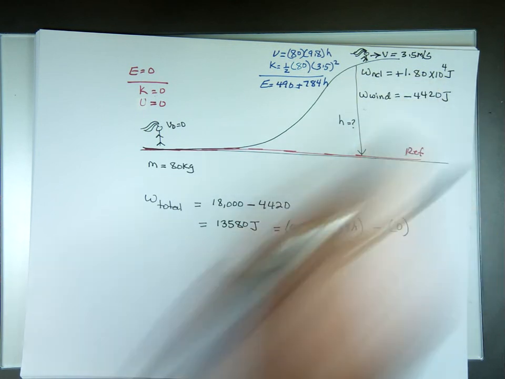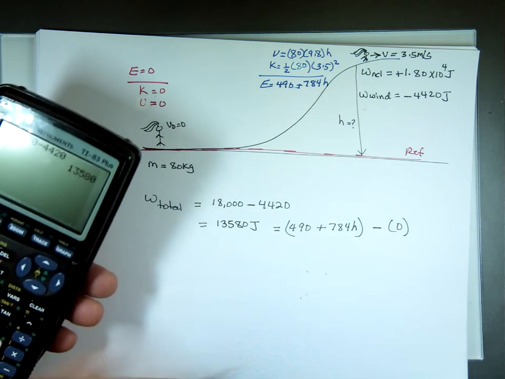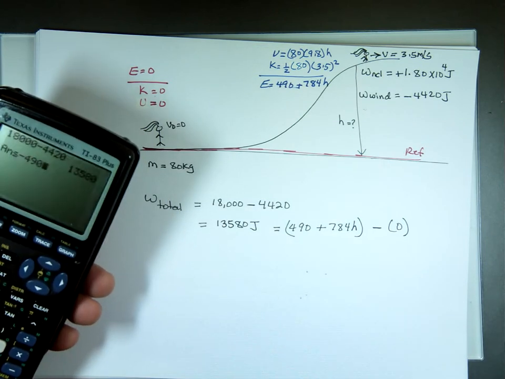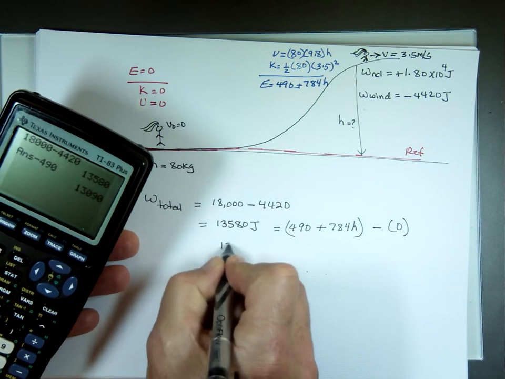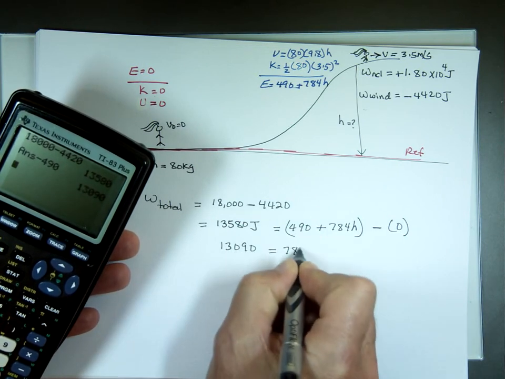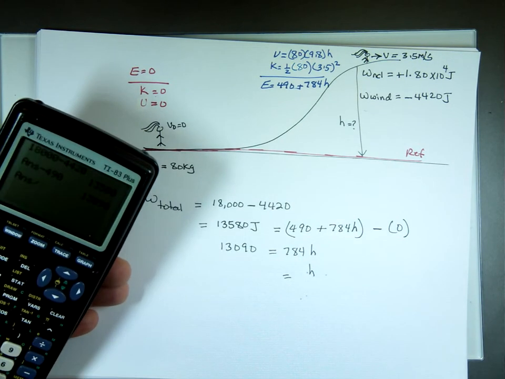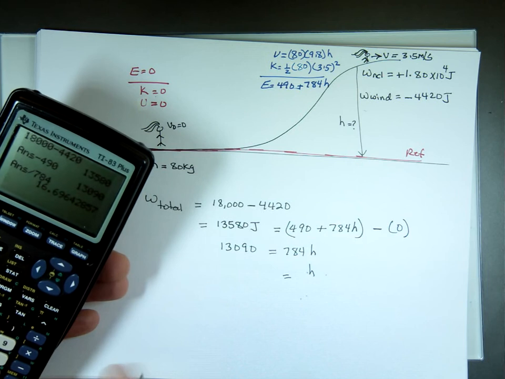So when you look at that, there's only one equation. Subtract the 490 now. So I got 13,090 equals 784H. And what's the height? That height was a 16.7 meter hill.